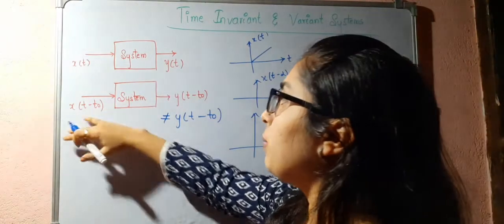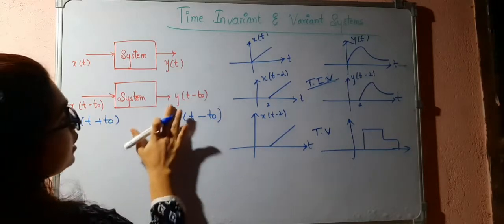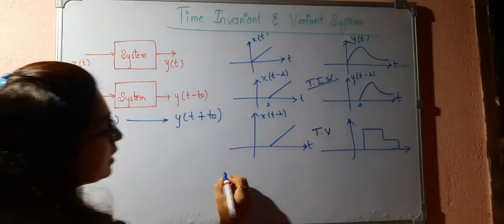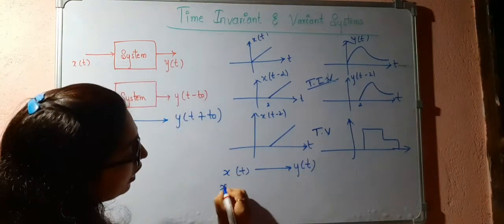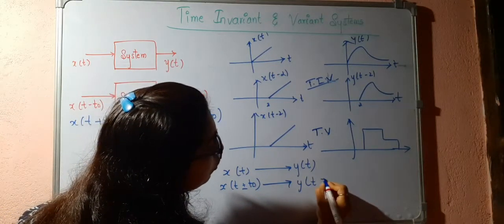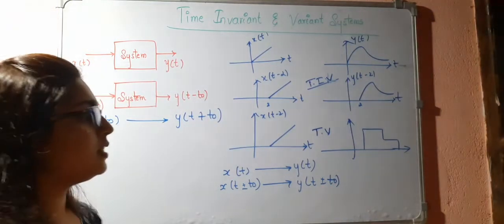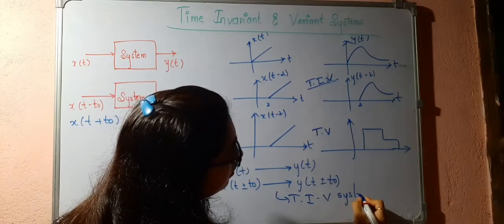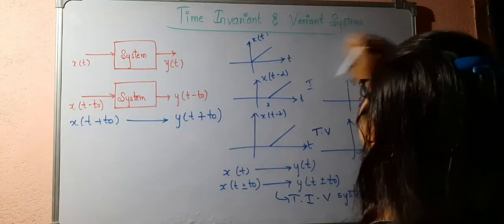So x of t minus t naught or x of t plus t naught should be producing y of t minus t naught for this, y of t plus t naught for this. So I can say if x of t is producing the output y of t, and x of t plus or minus t naught is producing the output y of t plus or minus t naught, then that particular system is said to be the time invariant system. Okay, time invariant system. So let us consider some examples for this.